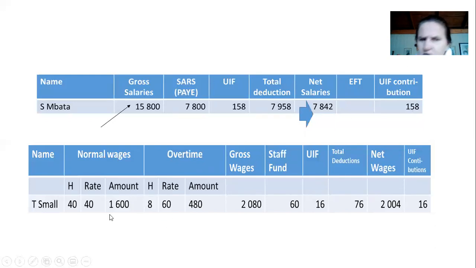For the wages journal for Mr. Small would be the 2,080 rand plus the 16 rand over there. Okay, right. Note this, please don't forget it.